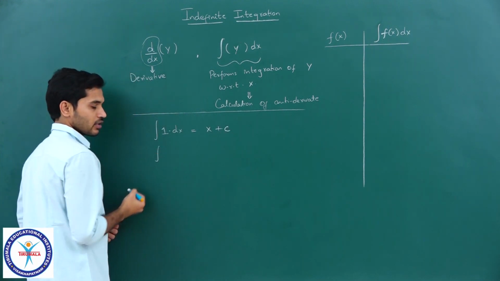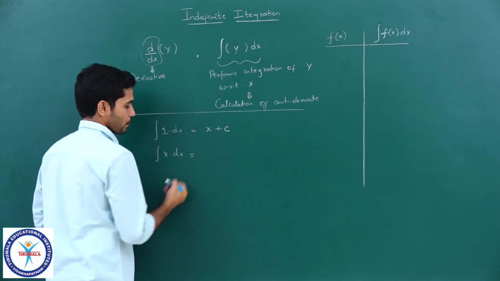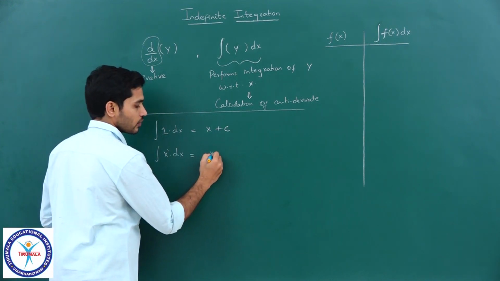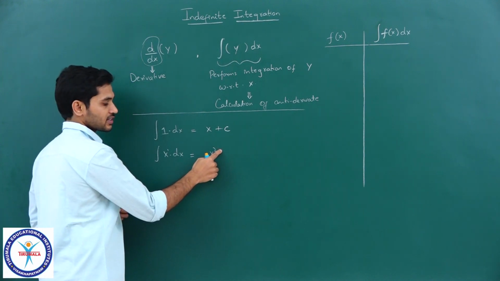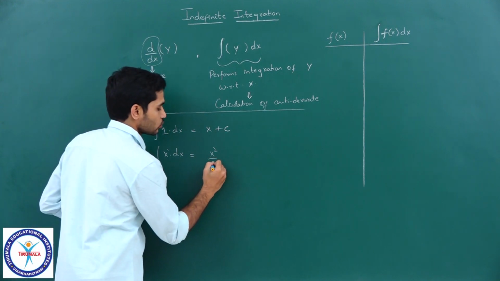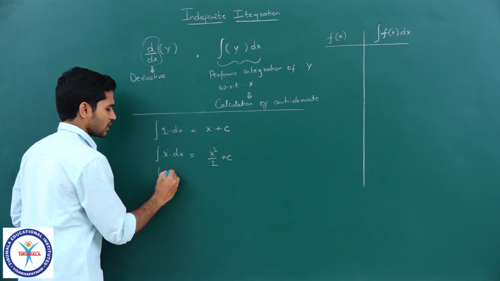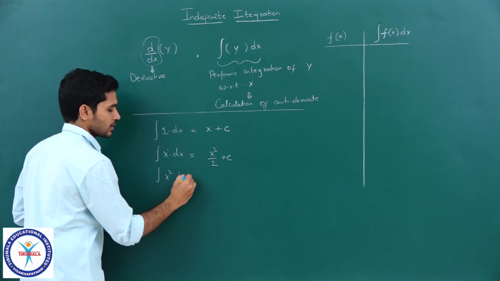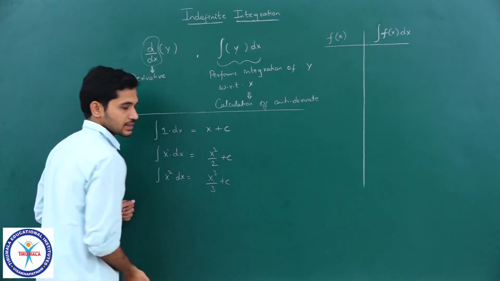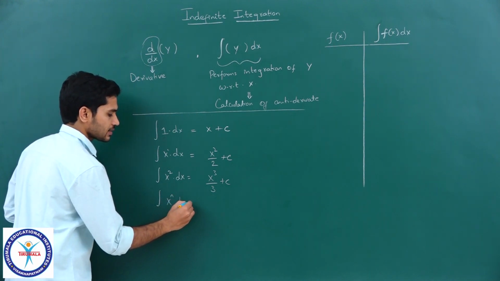Similarly, integral of x dx. What is this? Once again the power of x is 1 here, which means we should have a power of 2, but if I differentiate x square I get 2x. I need x. So, I will divide this by 2, plus c. Clear? Similarly, you can go to the next one, integral of x square dx will be x cube by 3 plus c, right.